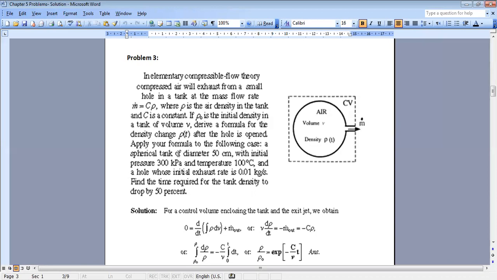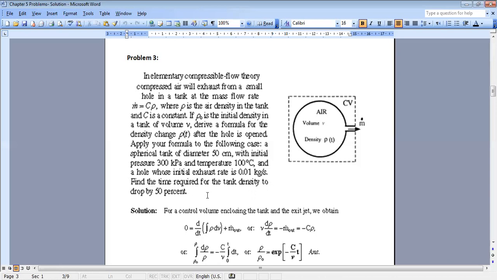A spherical tank of diameter 50 centimeter with initial pressure of 300 kilopascal and temperature of 100 degrees, and a hole whose initial exhaust rate is 0.01 kilogram per second. Find the time required for the tank density to drop by 50%.